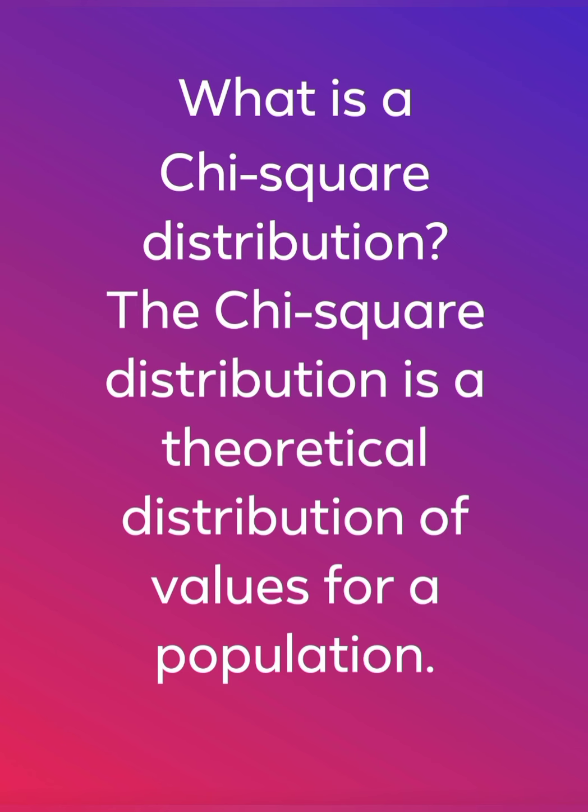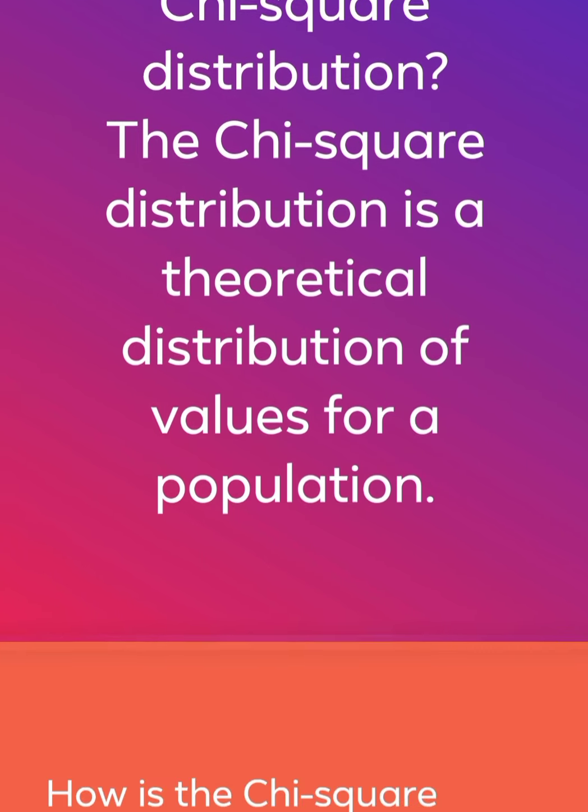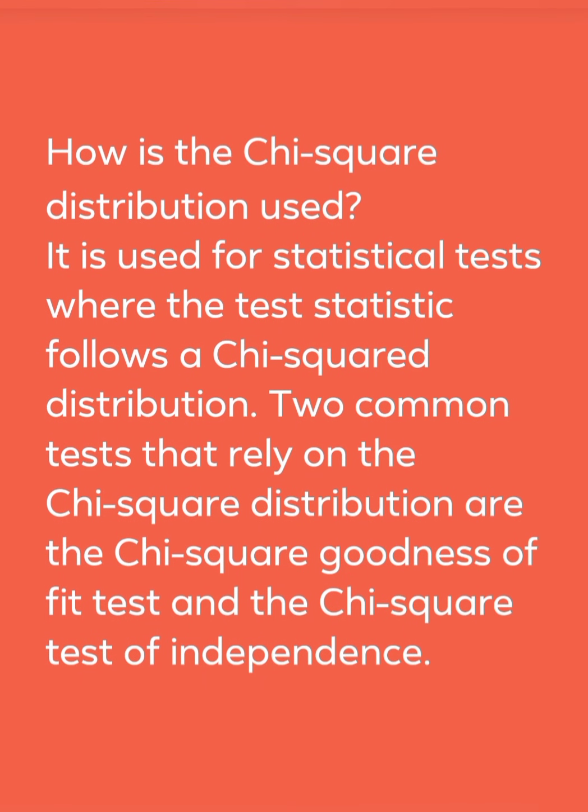What is a chi-square distribution? The chi-square distribution is a theoretical distribution of values for a population. How is the chi-square distribution used? It is used for statistical tests where the test statistic follows a chi-square distribution. Two common tests that rely on the chi-square distribution are the chi-square goodness of fit test and the chi-square test of independence.